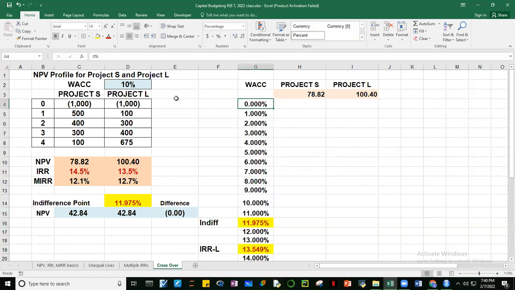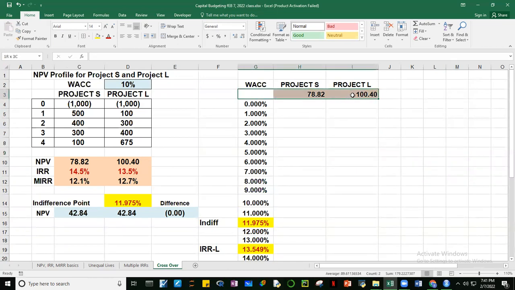So what Excel will do is replace this WACC with 0%. Whatever the values here are, it will put them here. Okay, so this is a very quick way to get values using what we call a data table. So how do we do that?